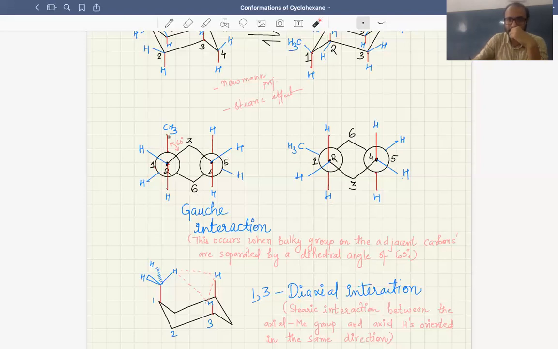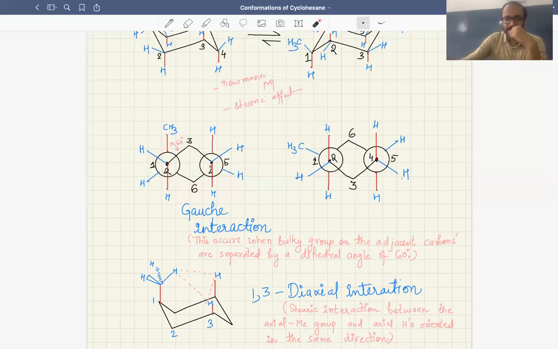On these, you have the methyl group and the other carbon, that is the CH2 group. They are in close proximity and they are separated by a dihedral angle of 60 degrees. And that is why you see this Gauche interaction, which destabilizes this particular conformation in which the methyl group is in the axial position. However, when the methyl group is in the equatorial position, there is no Gauche interaction. So that is why the cyclohexane conformation with the methyl group in the equatorial position is the one that is preferred over the ones in which the methyl group is in the axial position.